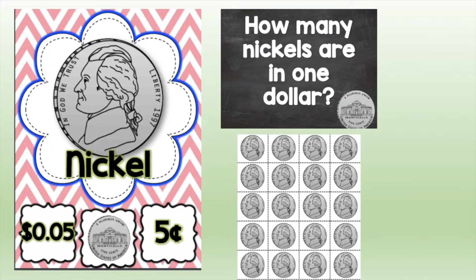Moving on, we have the next smallest coin in value, which is the nickel. The nickel is only worth 5 cents, so it's written with a dollar sign as 0.05 or with the cent symbol as 5 cents. In order to get $1, you need 100 cents. So, in order to get $1 out of nickels, you would need to add all these nickels together. Since a nickel is worth 5 cents, you need 20 nickels in order to get $1.